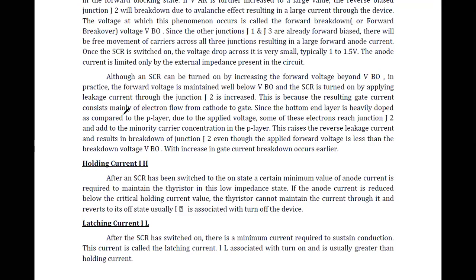Because of this, the resulting gate current consists of a flow of electrons from cathode to gate. Since the bottom N layer is highly doped as compared to the P layer, due to the applied voltage, some of these electrons reach the junction J2 and add to the minority carriers concentrated in the P layer. The electrons are the minority charge carriers in the P layer, so they will add to it. This raises the reverse leakage current and results in the breakdown of junction J2.